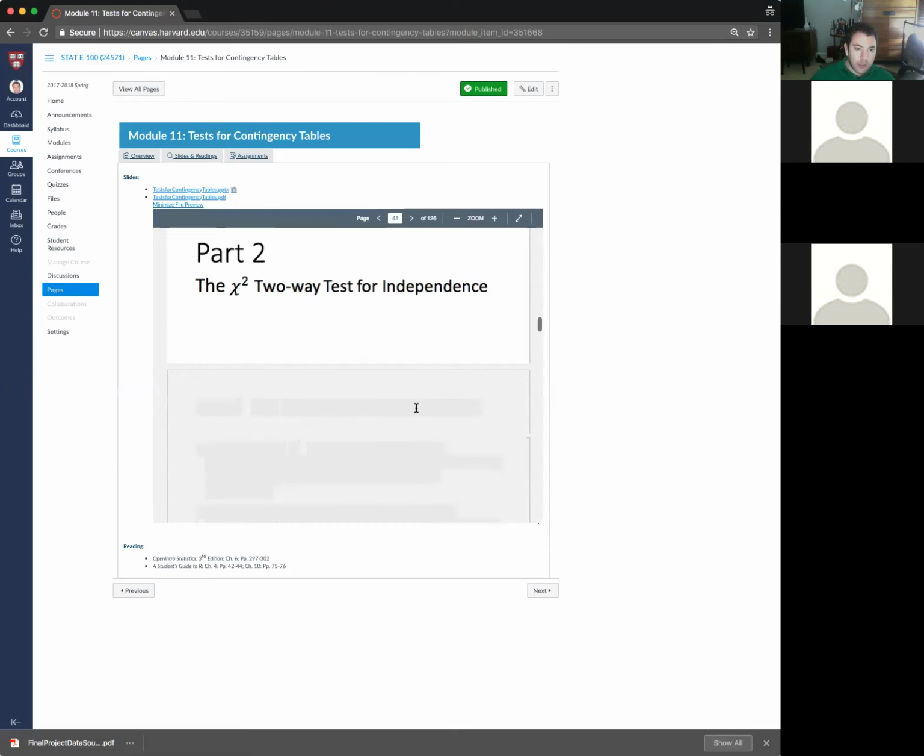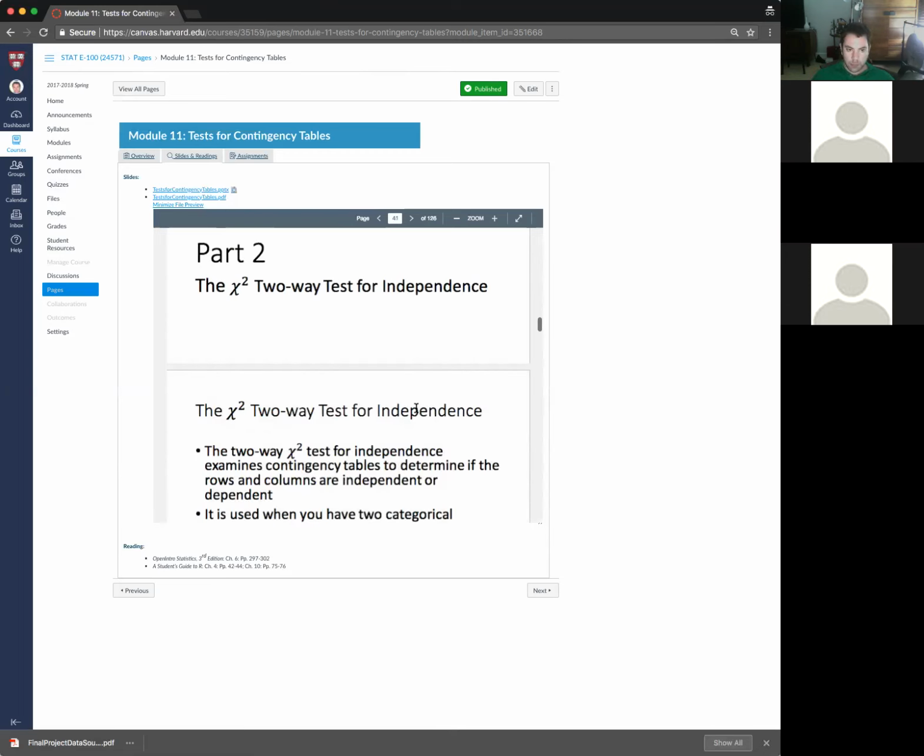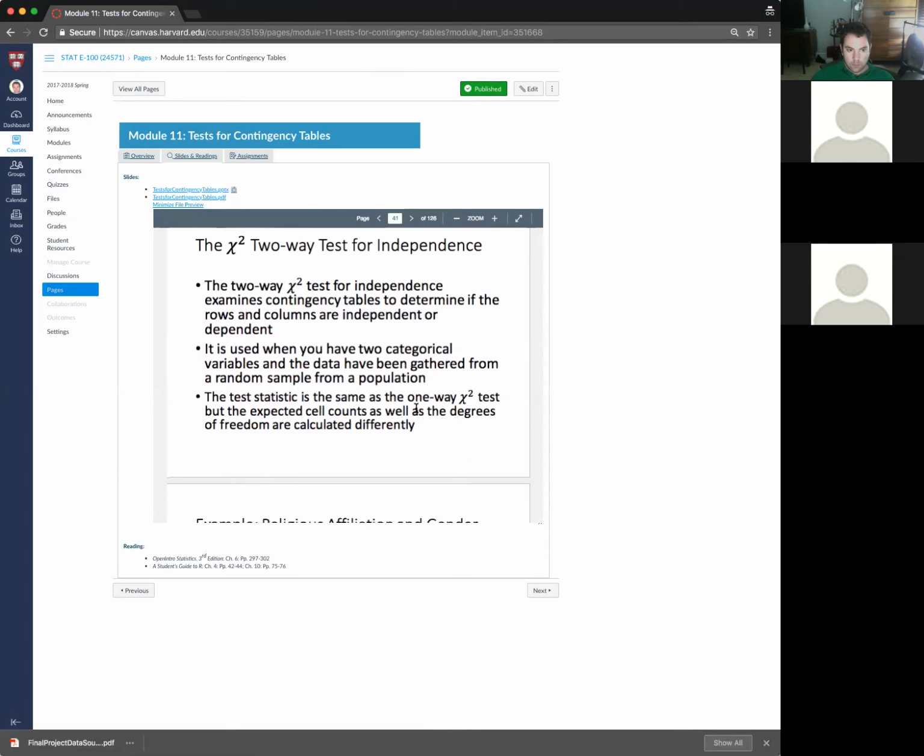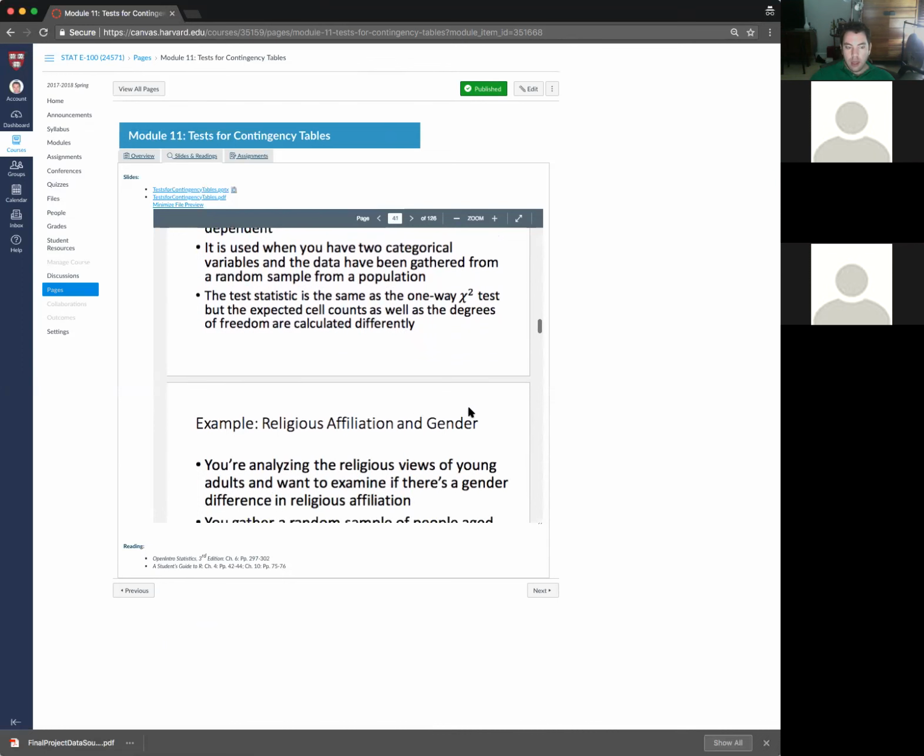So the chi-squared two-way test for independence, we'll look at contingency tables again, and it will determine if the rows and columns are independent or dependent. So it's used when you have two categorical variables and the data has been gathered from a random sample from a population. And the test statistic is the same as the one-way chi-square test, but the expected cell counts and the degrees of freedom are calculated differently. So this is a two-way test. Remember, the goodness of fit was a one-way test.